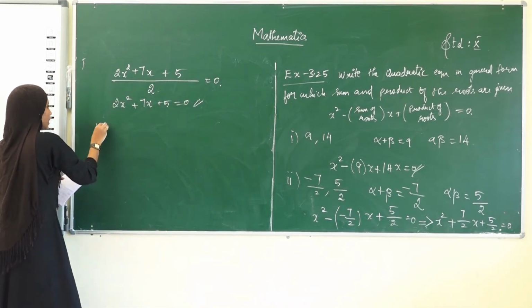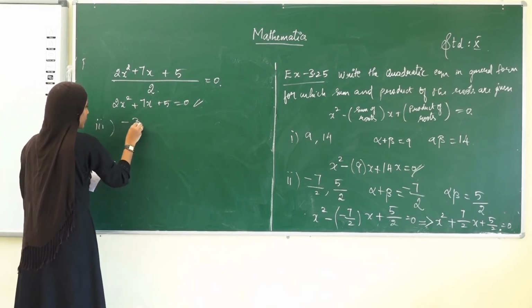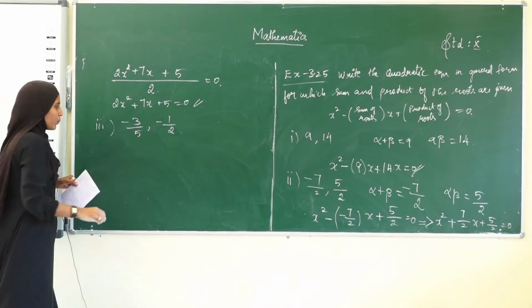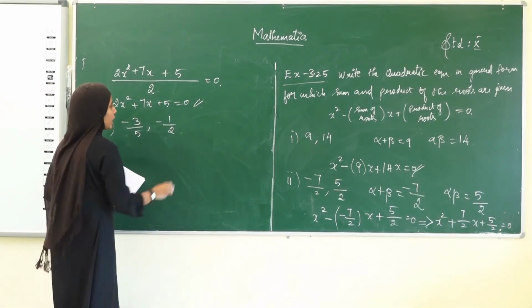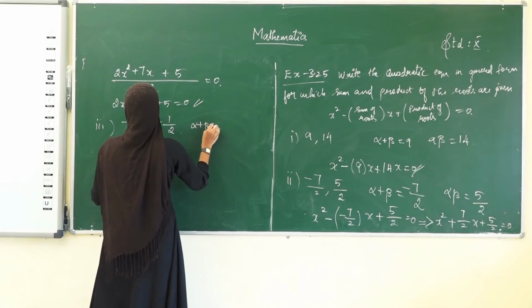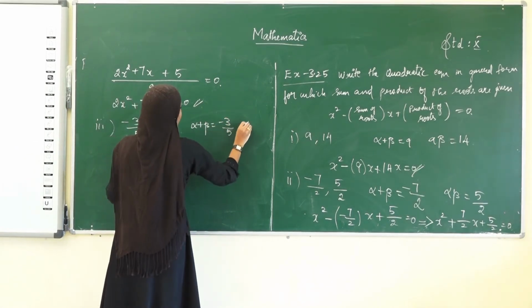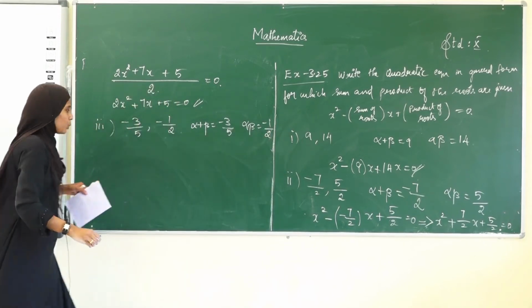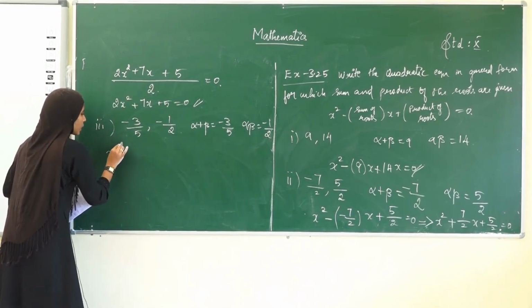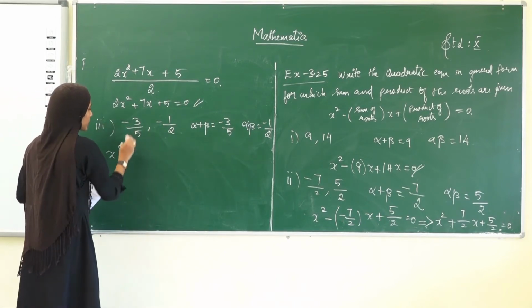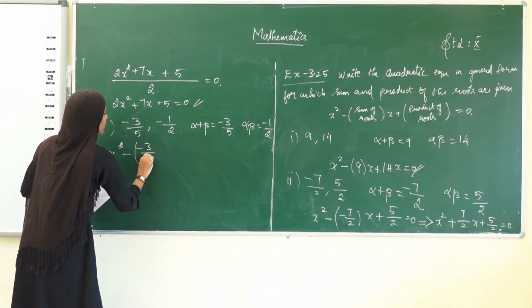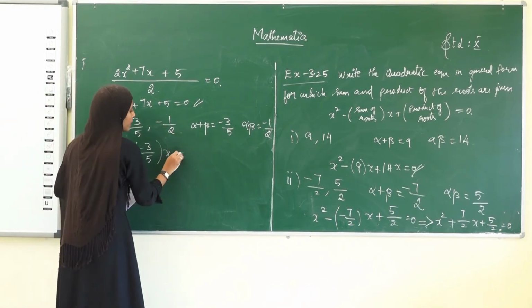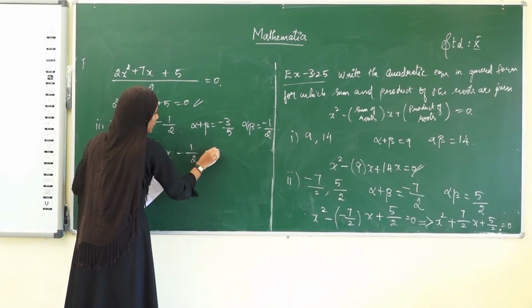Okay. Now the third subdivision. What they have given? Minus 3 divided by 5, minus 1 divided by 2. So this is the sum of the roots and this is the product of the roots. That is alpha plus beta is equal to minus 3 divided by 5 and alpha beta is equal to minus 1 divided by 2. So what's the general form of the equation? x squared minus, sum of the roots minus 3 by 5, into x plus, the product of the roots, minus 1 by 2, which is equal to 0.